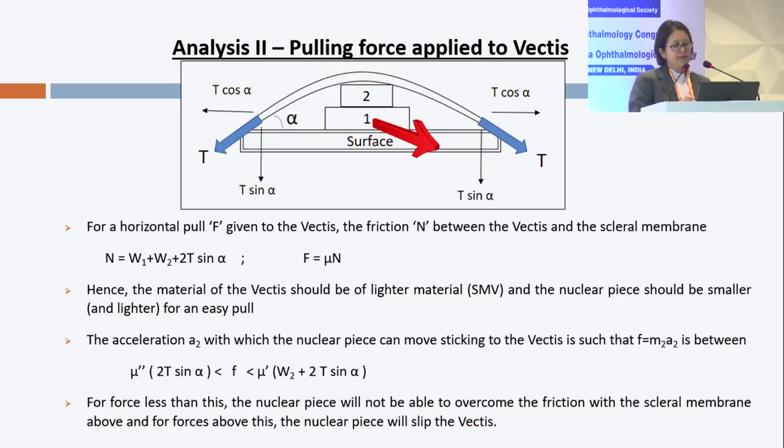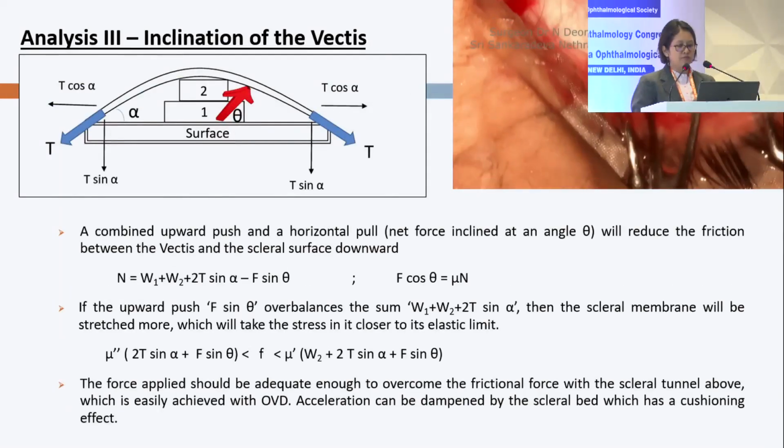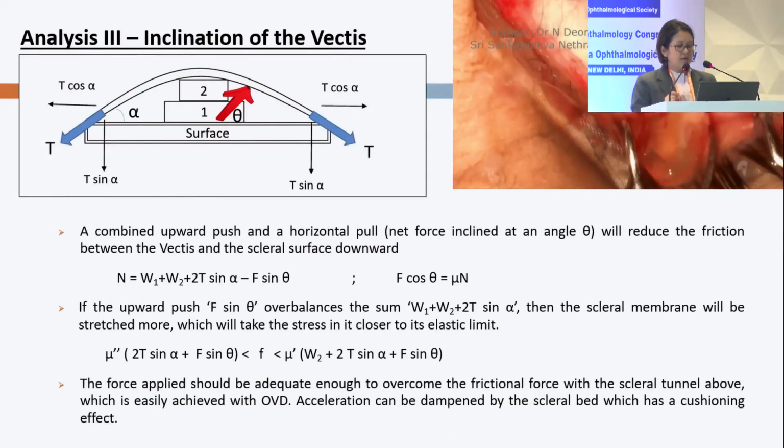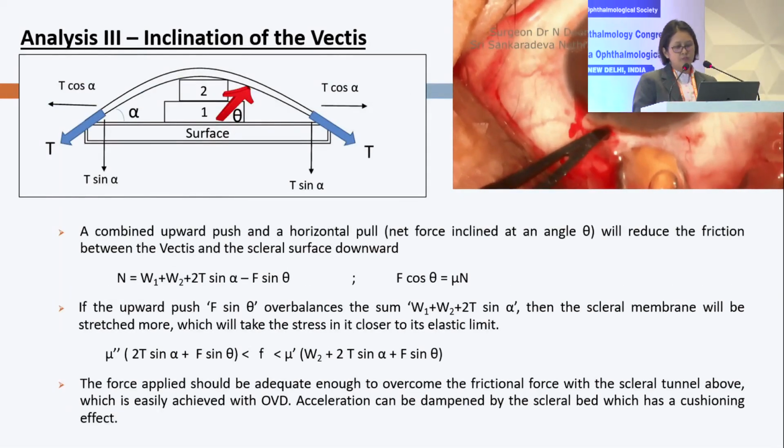Why is it doubling up? Because you have the vectis and the nuclear fragment inside the tunnel, and you need to pull it out. So for the horizontal pull F given by the vectis, the friction N between the vectis and the scleral membrane will cover the weight of both the objects 1 and 2. Hence the material of the vectis should be lighter, and the acceleration of the nuclear piece should be less than that of the sliding force. So you need to have viscoelastic inside.